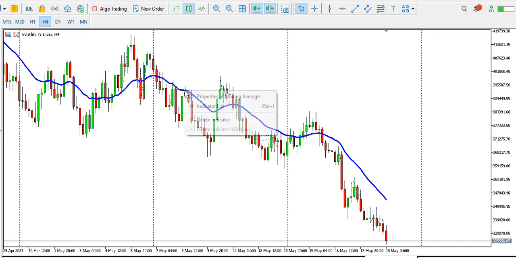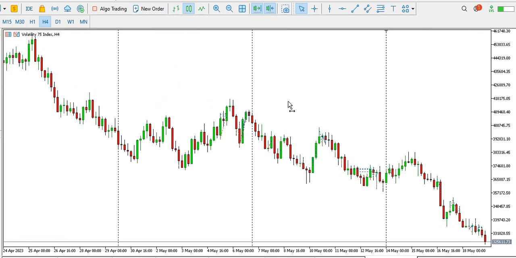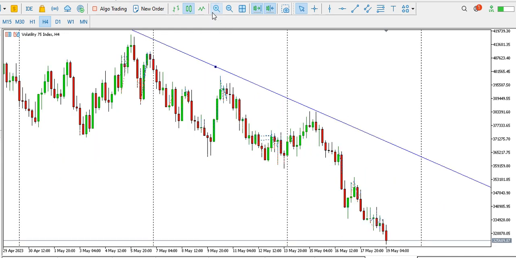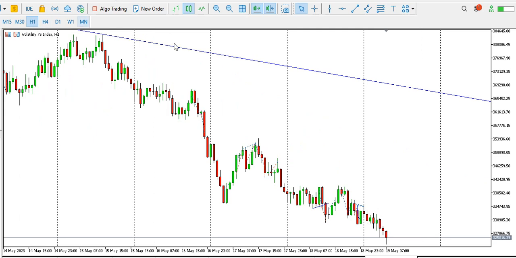Let me remove this. What do we have on the 4-hour time frame? We can see a bearish structure. V75 is currently establishing lower low, lower high, lower low, lower high, lower low, lower high, lower low. If you can hold on to your short trade for a long time, it's going to sell some more. Look for selling opportunities. Sell every rise of V75 for now.